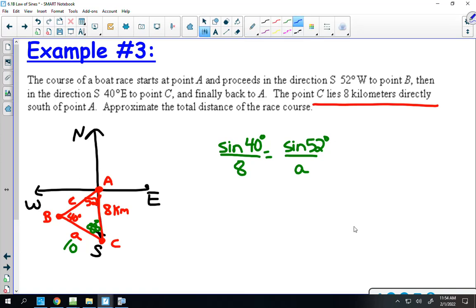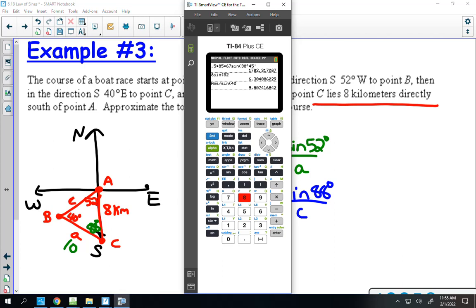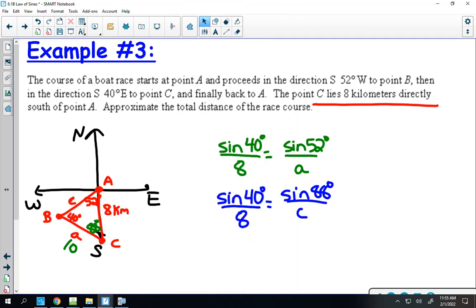So I'm going to keep my left side the same. C, of course, 88. And then over little c. So same thing. I'm going to pull up my calculator. Well, hang on. I'm going to do this diagonal first. 8 times sine of 88 in my calculator. 8 sine 88. And then I know this would be your second diagonal. To get C alone, we're going to have to get rid of sine 40. So I'm going to divide that off.